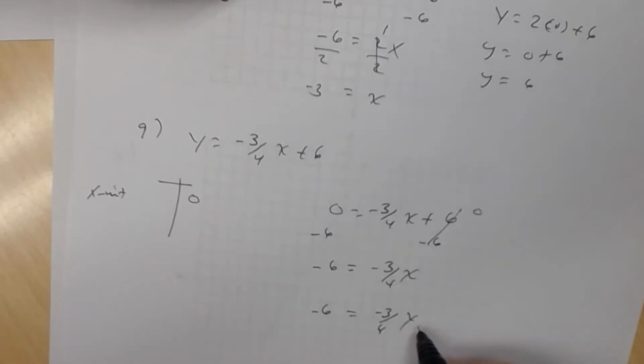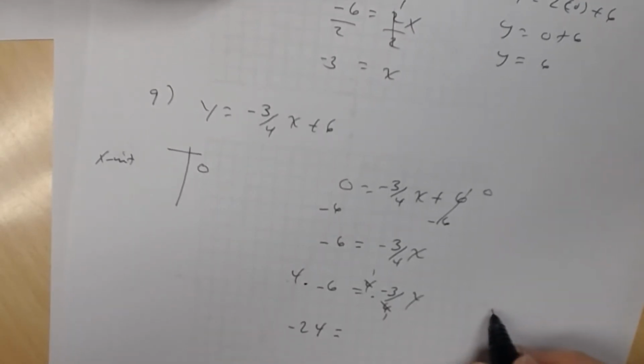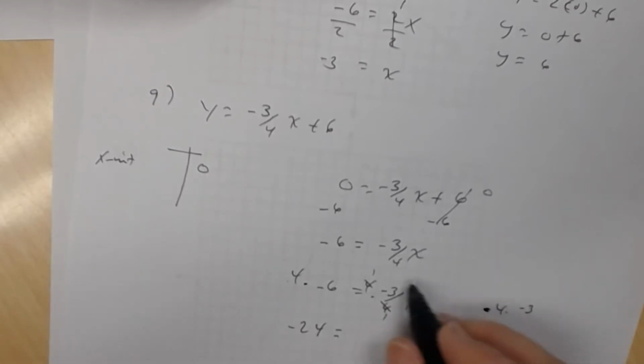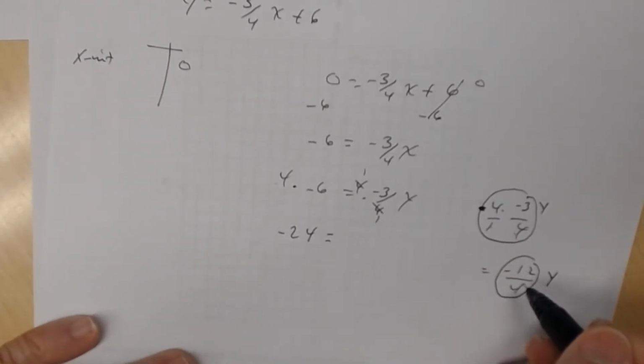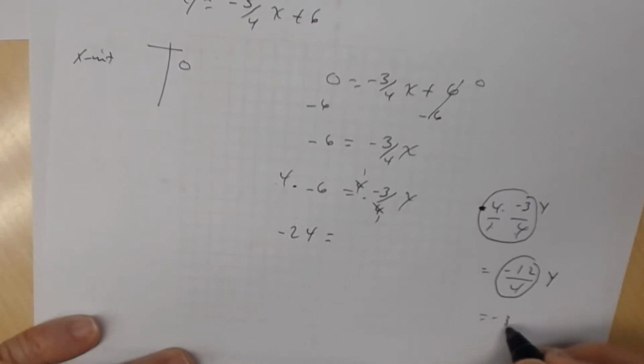So I'm going to rewrite this over. You're dividing by 4, so I'm going to multiply both sides by 4. So 4 times negative 6 is negative 24, and on the other side the 4s divide out. 4 divided by 4 is 1, and you're left with the negative 3y. Now, that's a positive 4, by the way. If you wanted to, you could have written this 4 as 4 over 1, and then 4 times negative 3 is negative 12, and 1 times 4 is 4. Don't forget the y, though. Negative 12 divided by 4 is negative 3, so you get negative 3y, which is what this is.